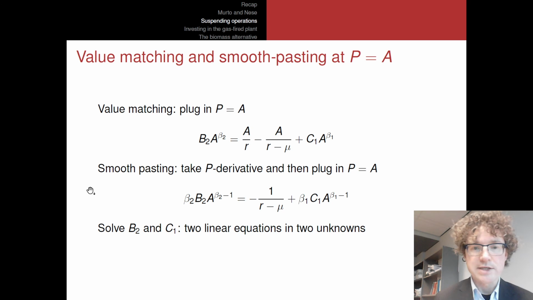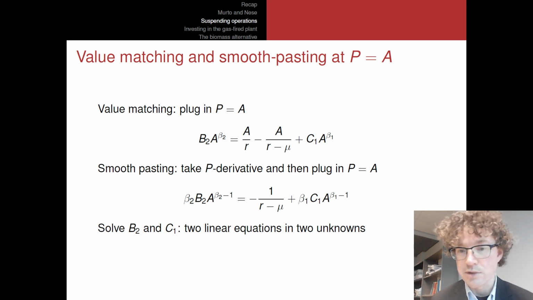Secondly, we have smooth pasting. So what was that? We need to take the derivative with respect to the price P, and then plug in P equals A. So it gives us the second equation, which again is the derivative with respect to P from the one side, and here's the derivative with respect to P from the other side, and then we plug in P equals A again. So it looks a bit familiar. So now we have two equations. We have two things which are unknown, the C1 and the B2. And of course, these are essentially two linear equations in two unknowns, and we can solve two linear equations in two unknowns. So let's do that.